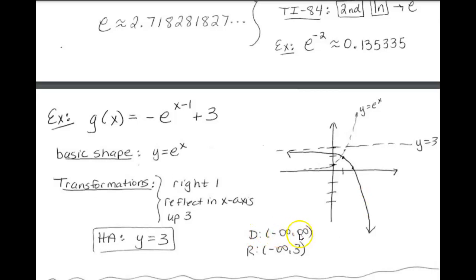So the domain again is all real numbers, and this time because it got reflected across the x-axis, notice the range is going to be negative infinity up to 3 because my entire graph is below the horizontal asymptote.